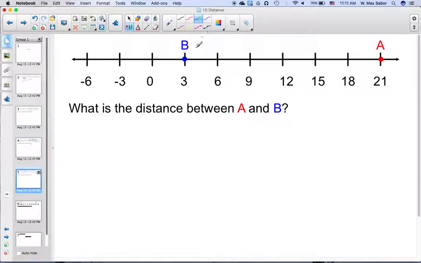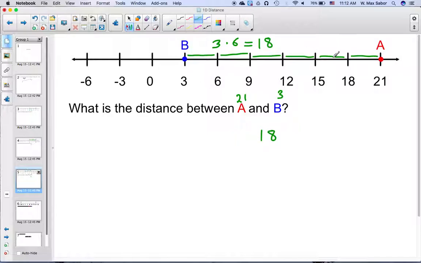What about here between 3 and 21? Well, this is 3, that's another 3, that's another 3, that's another 3. Each of these is worth 3. And then there are 6 of them. There's 1, 2, 3, 4, 5, 6. So 3 times 6 gives us 18. So the distance between these is 18. So the distance between A, which is at 21, and B, 3, is 18.